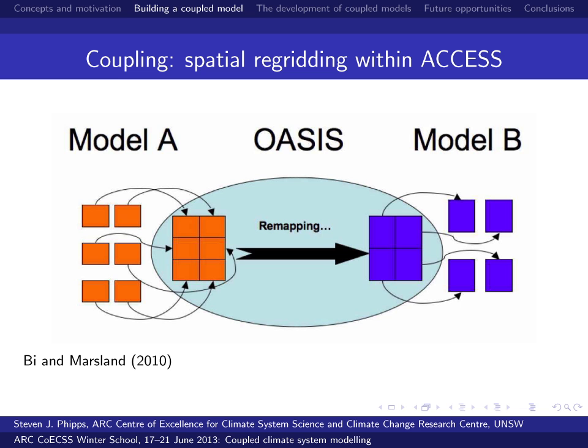I mentioned the spatial regridding issue. Fortunately, modern couplers like Oasis handle this quite seamlessly for you. You basically can just feed in a whole series of spatial fields in Model A, and Oasis will do the various remapping and conservation issues for you and pass those fields out to Model B. So in the modern world, this is quite a straightforward issue, at least in theory.